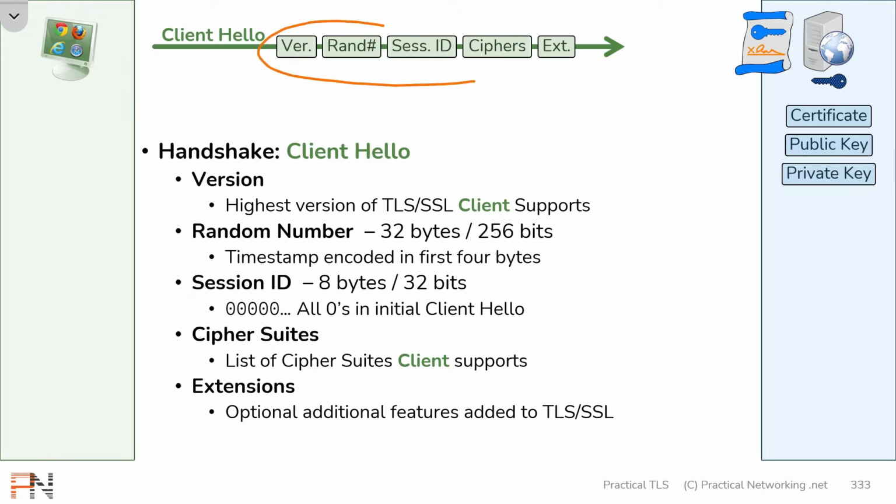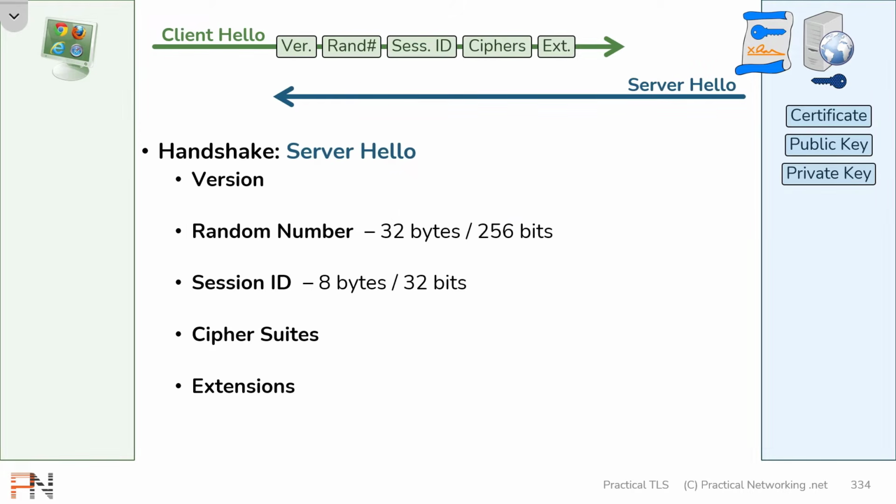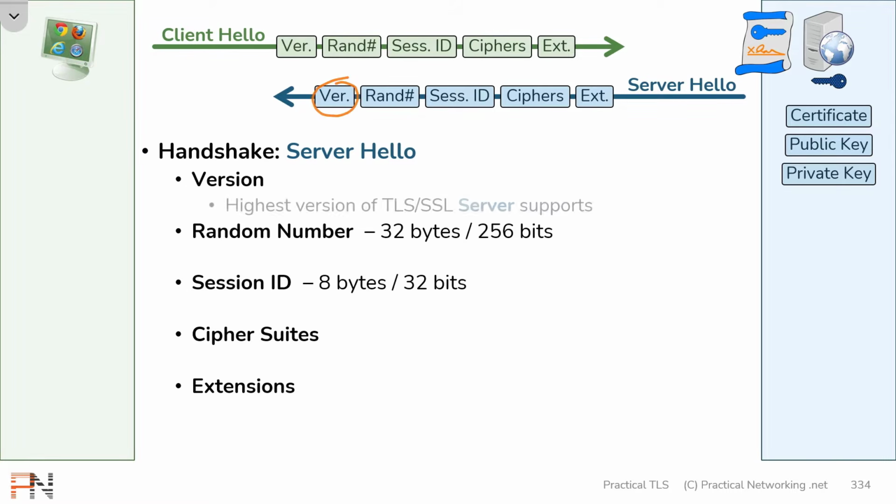So those are the 5 fields in the client hello. Upon receiving the client hello, the server will then respond with the server hello. And the server hello happens to have the exact same 5 fields. The version number in the server hello will indicate the highest version of SSL that the server supports. This random number is also 32 bytes with the timestamp down to the second encoded in the first 4 bytes.